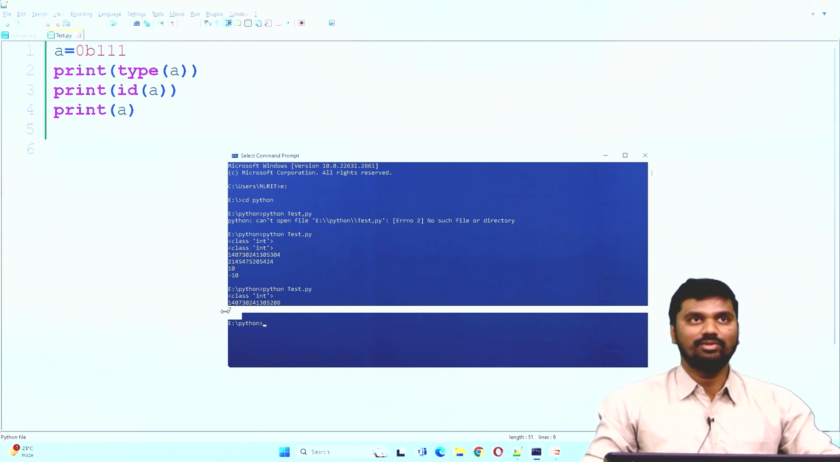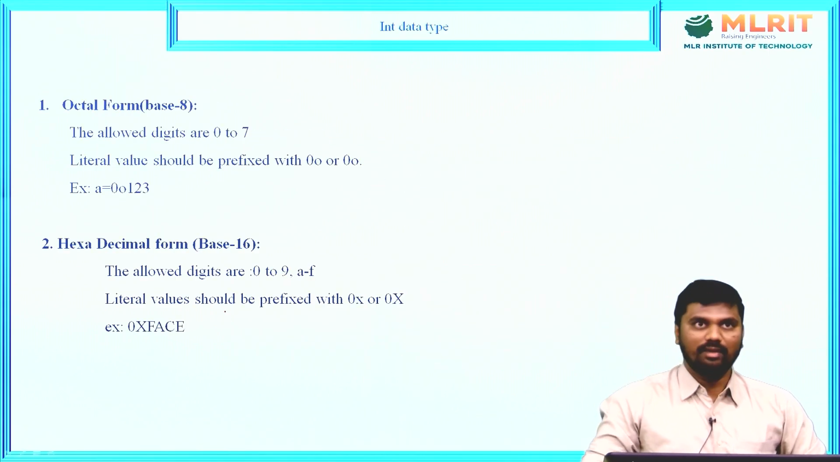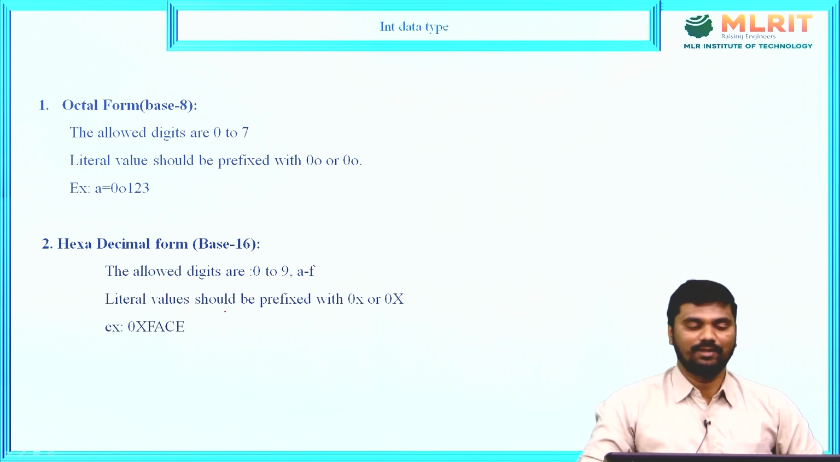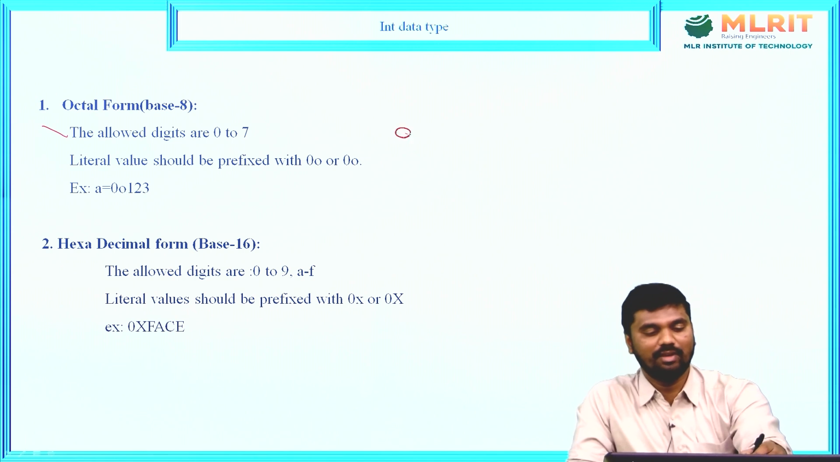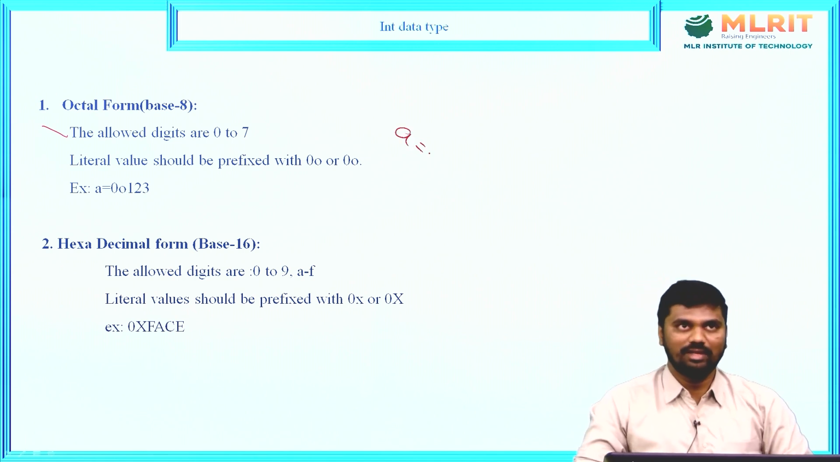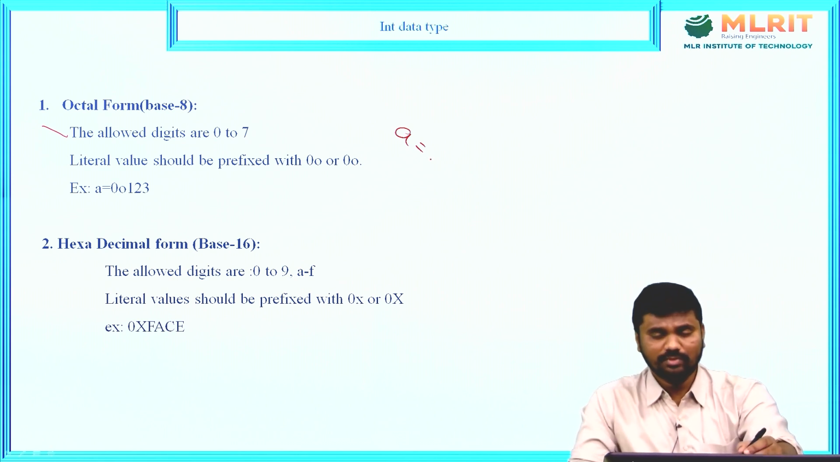Similarly, we can also represent int values in octal form, whose base value is 8 and allowed digits are 0 to 7. How can we assign the values? For example, for variable a, if we assign the int value in octal form, then you must prefix it with 0o or 0O.